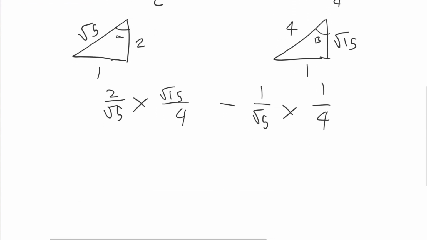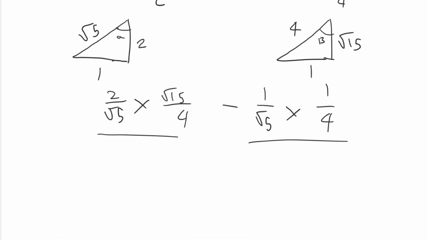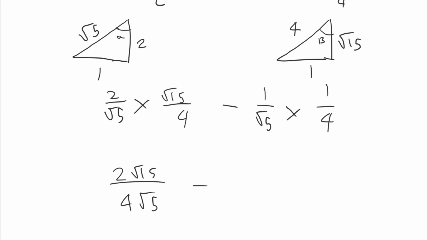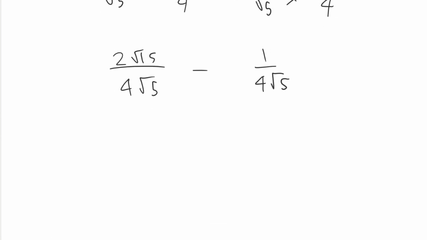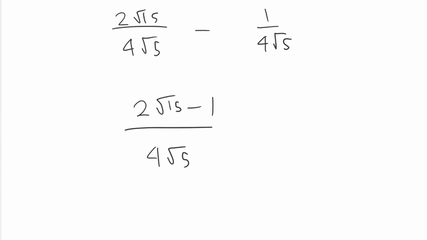And now to find the exact value, we're just going to multiply each of these terms together, so it'll be 2 root 15 over 4 root 5 minus 1 over 4 root 5, and luckily for us they already have the same common denominator, so we can just subtract them. So it's 2 root 15 minus 1 over 4 root 5. And now to rationalize it, we want to get rid of the surd in the denominator, so we're going to multiply both the numerator and the denominator by root 5.